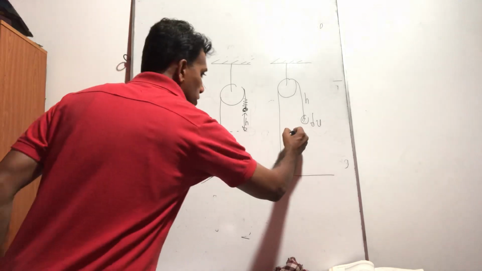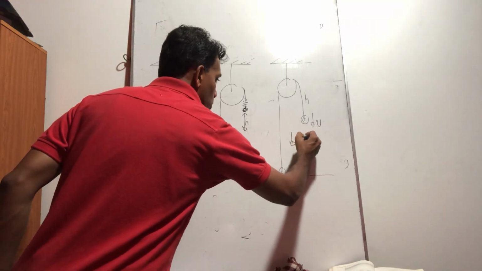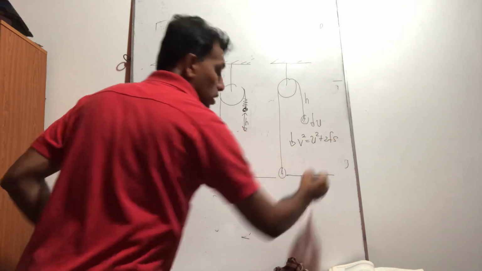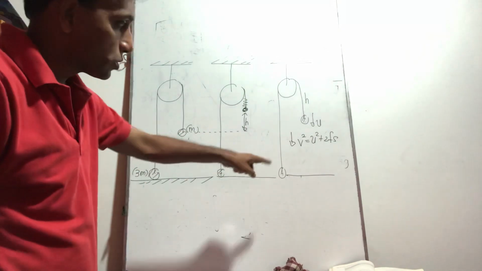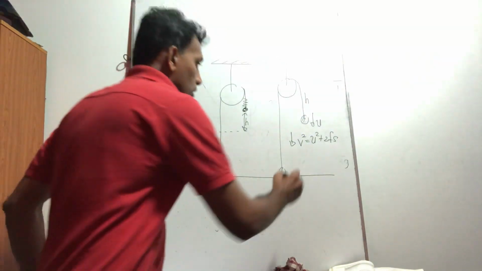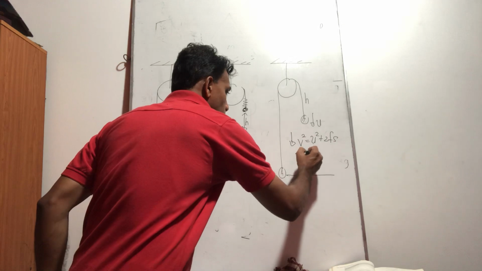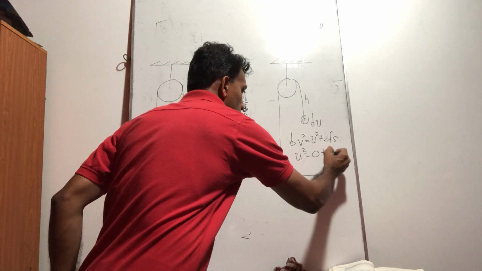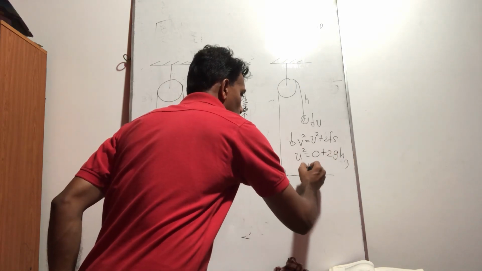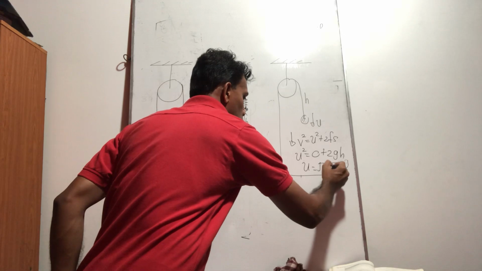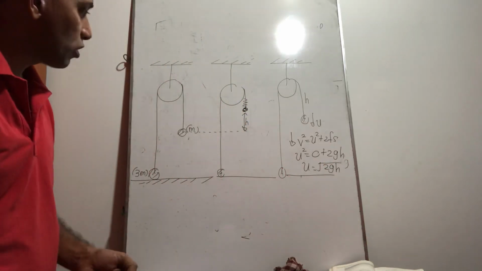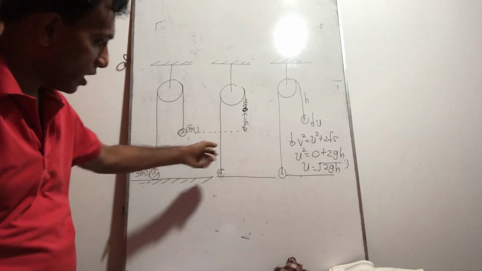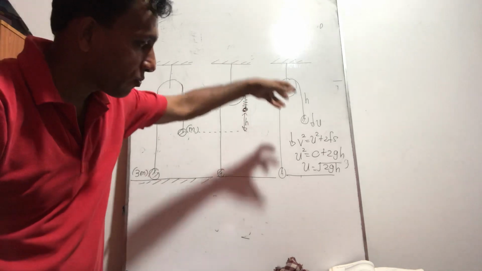So I can show here. Apply the v squared equals u squared plus 2as formula, when it drops. The final velocity here is u. So u squared equals initially 0, plus 2gh. Therefore u equals square root of 2gh. Initially the speed is 0, then after being raised a height of h, it drops freely.